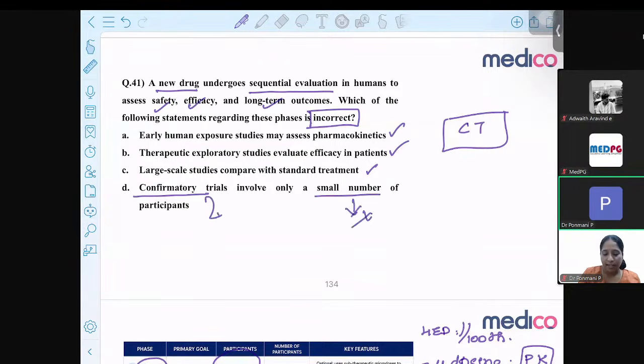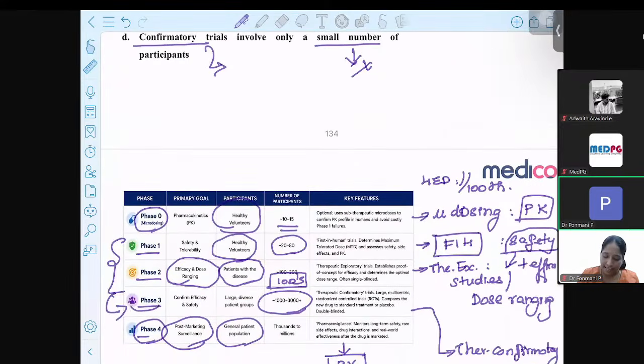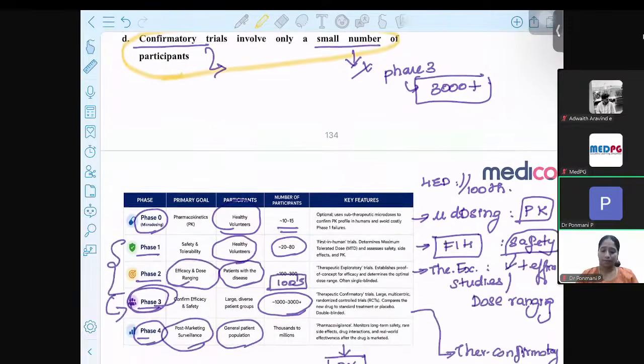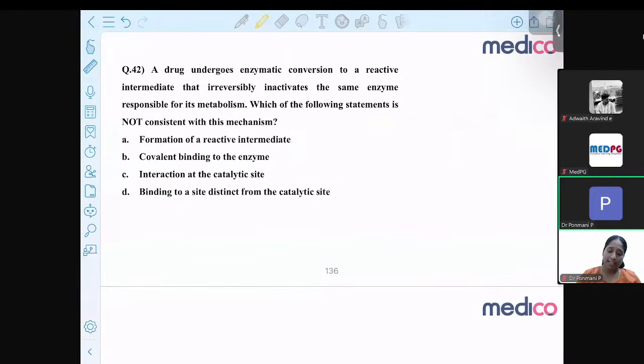No, confirmatory trial means what phase it is? It is phase 3 if you remember. So it is phase 3 and it involves about 3,000 plus participants. It is not a small number. So the incorrect option is option D. Okay. Now moving into the next question.